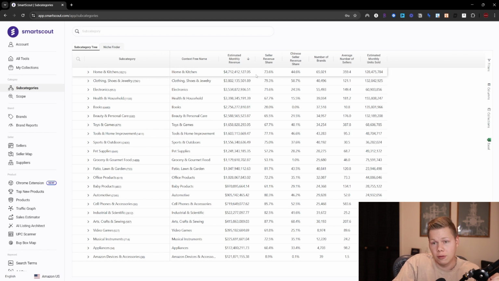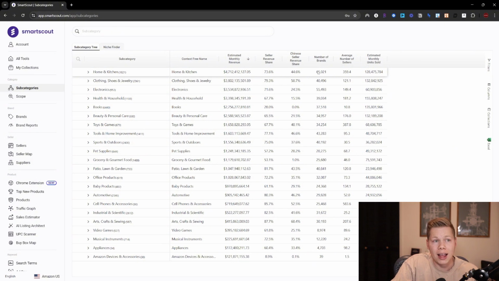What we're gonna be looking for in this context is we want a really high seller revenue share, okay? Really high seller revenue share. We want a really low Chinese seller revenue share, because the more Chinese seller revenue share there is here, the more private label Chinese competitors that you're dealing with, the less brand name, high in demand items, which is what we're looking to sell, products you're able to find.